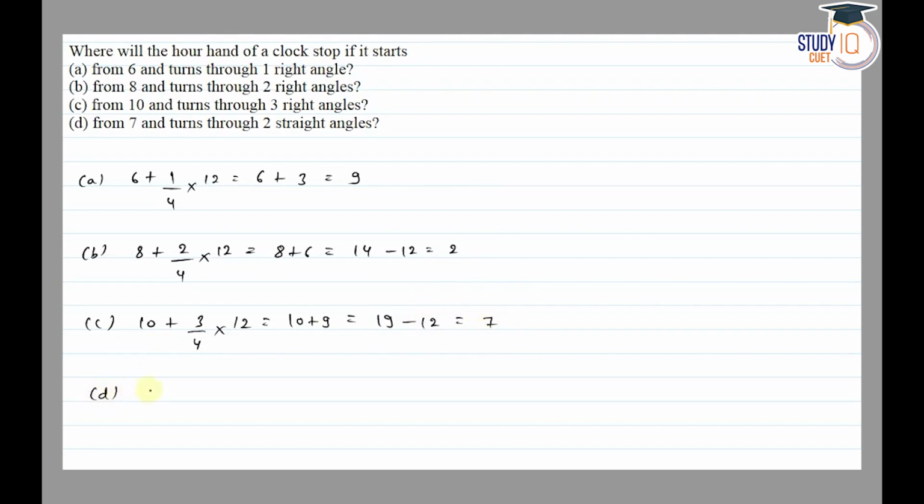Part (d) is from 7 and turns through 2 straight angles. 2 straight angles means 4 right angles, so 4/4 into 12. So 7 plus 12, and in 12 one complete revolution is done. So here we will come back to 7. It will stop at 7 after a complete revolution. So that's our final answer. Thank you.